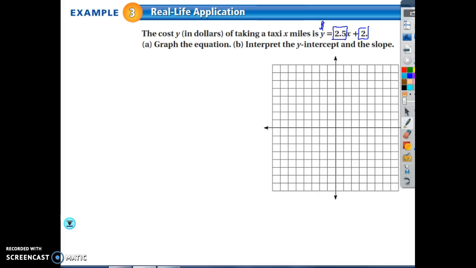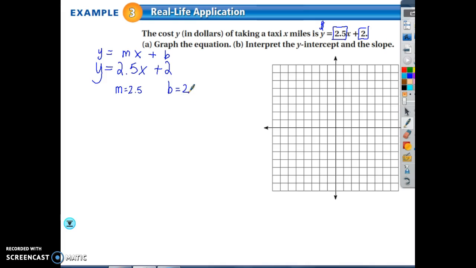So first thing I'm going to do is look at my equation, y equals 2.5x plus 2, and notice that this is already in slope-intercept form, where y equals mx plus b. So that means if I'm comparing the coefficients to my variables, m would have to equal 2.5, and b has to equal 2.